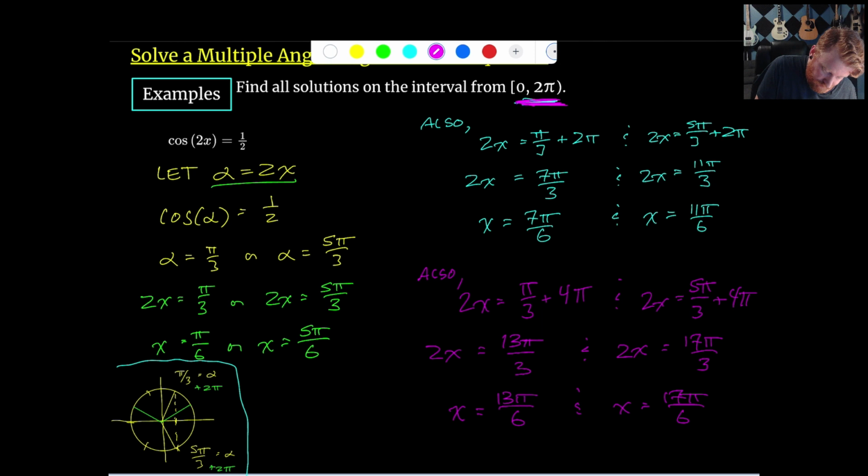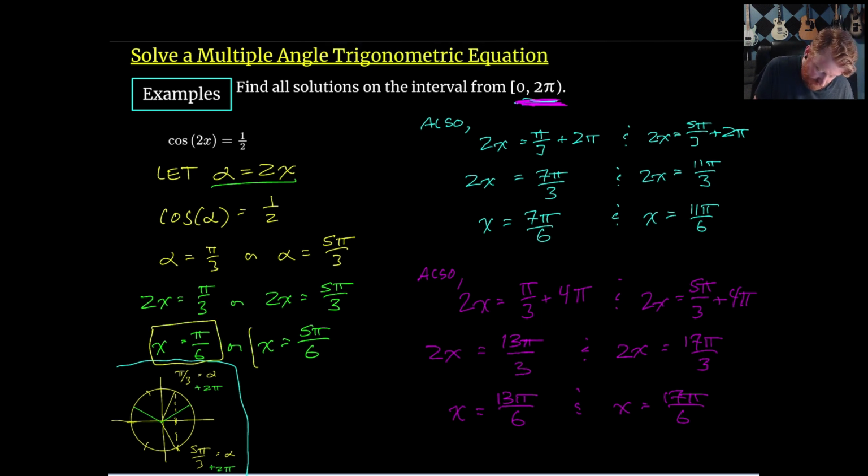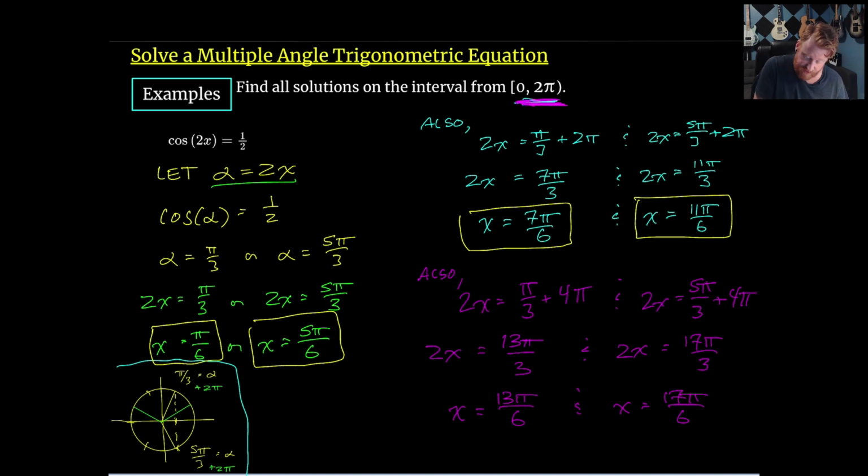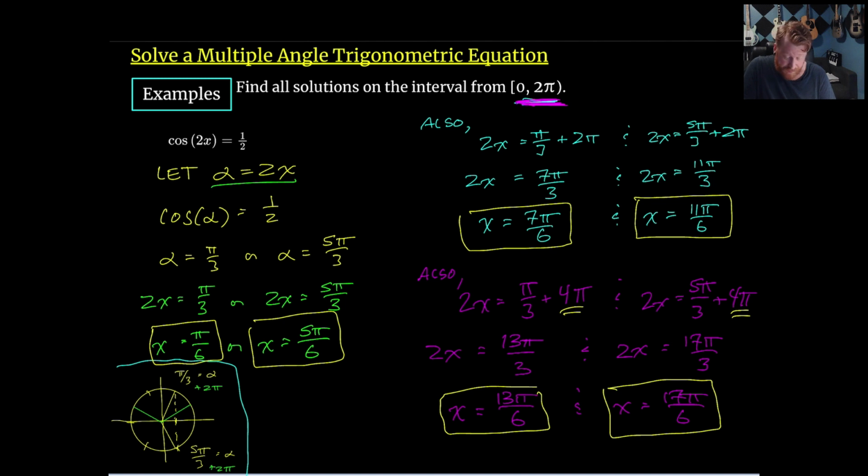So if I go through and box everything we have, we've got pi over 6, we've got 5 pi over 6. We added another revolution to our initial alpha values, and then divided by 2 again, and we got more solutions at 7 pi over 6 and 11 pi over 6. Then we added another revolution, so now we're 2 revolutions around, and then dividing by 2, we found more solutions at 13 pi over 6 and 17 pi over 6. Now, if we went at this point and added not 4 pi, but 6 pi, we would end up outside of the interval that we're interested in.